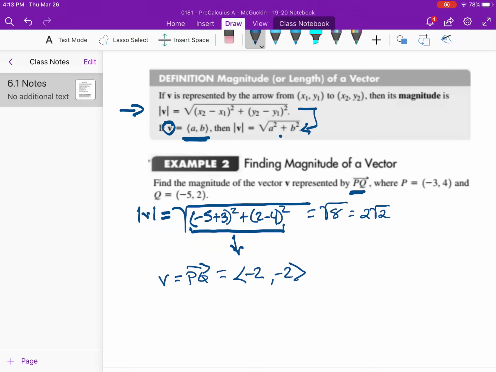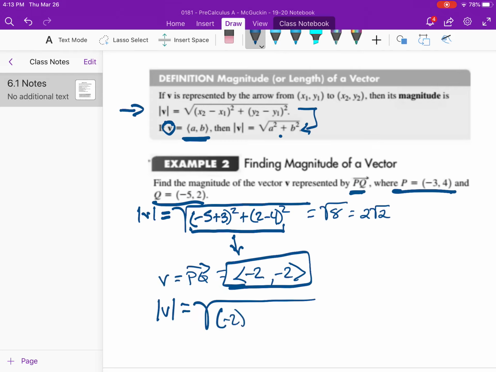Notice this. I gave it to you using initial point and terminal point, or I could have given you the component form and you would have just said, okay, then the magnitude would be -2 quantity squared plus -2 quantity squared, which also equals the square root of 8, which also equals 2 square root 2. So either way, you get the same result, just depending on what you're provided first.